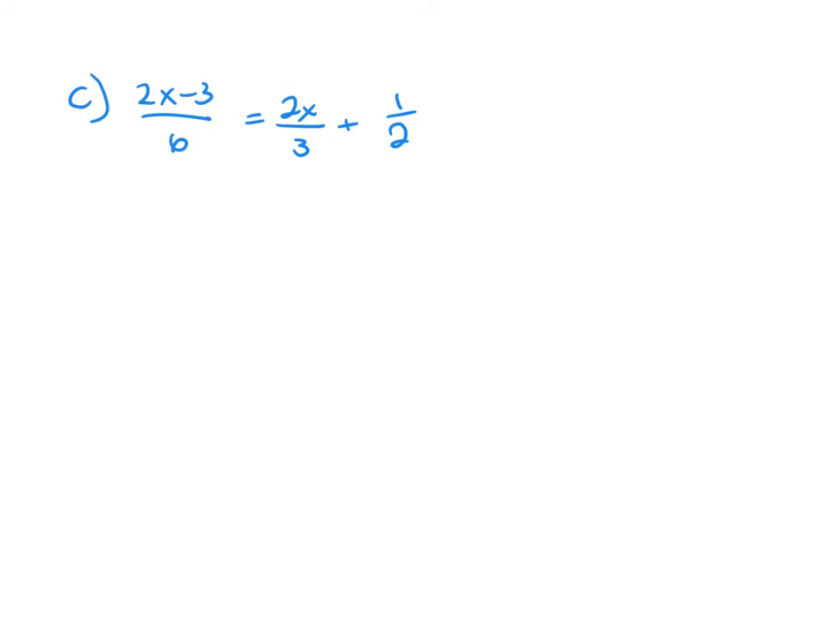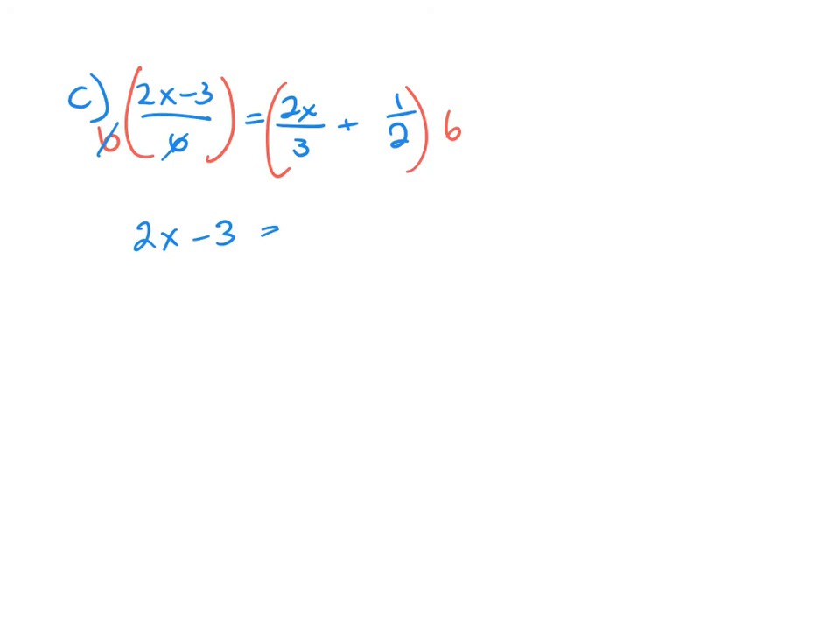Now I'm trying to get rid of the fractions again. What is the least common multiple between 6, 3, and 2? Okay. If you said 6, you are correct. So I'm going to multiply everything by 6. And notice 6 over 6 is 1. So I get 2x minus 3 there.